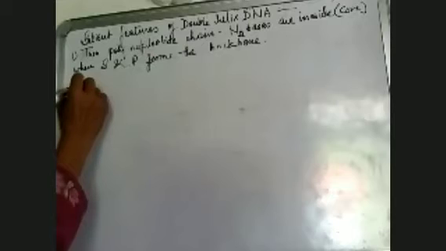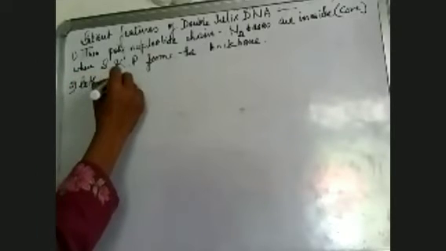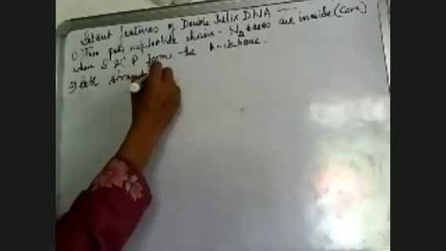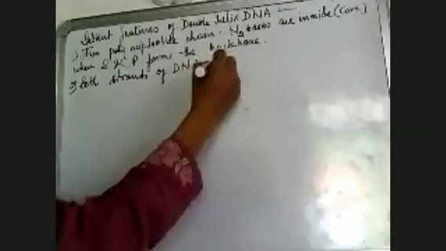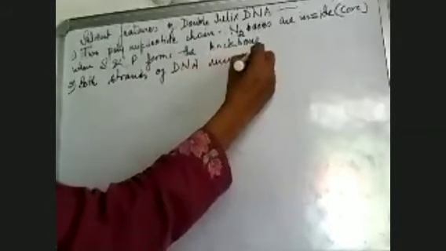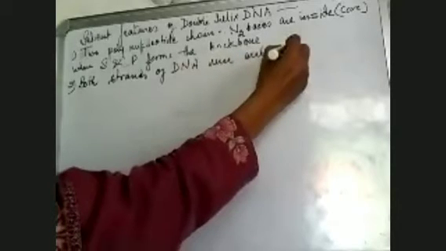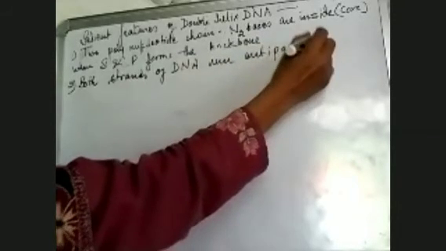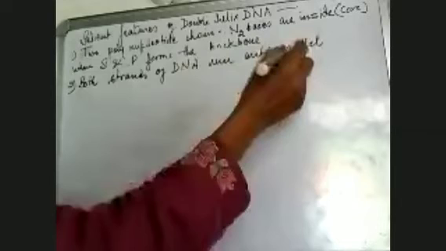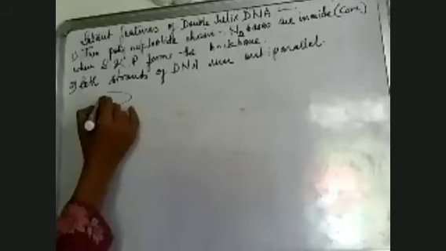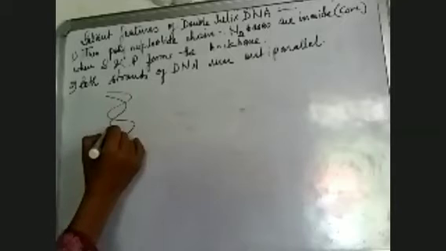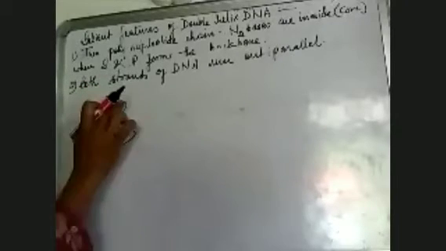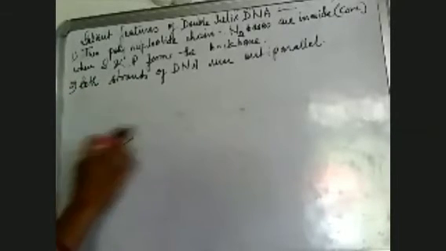This was the first. Second is, both strands of DNA run anti-parallel. What do we mean by this? Their polarity is anti-parallel. That means if we have two strands of DNA, if this is one strand, this is another strand. I'll make it with different colors so that you understand it better.